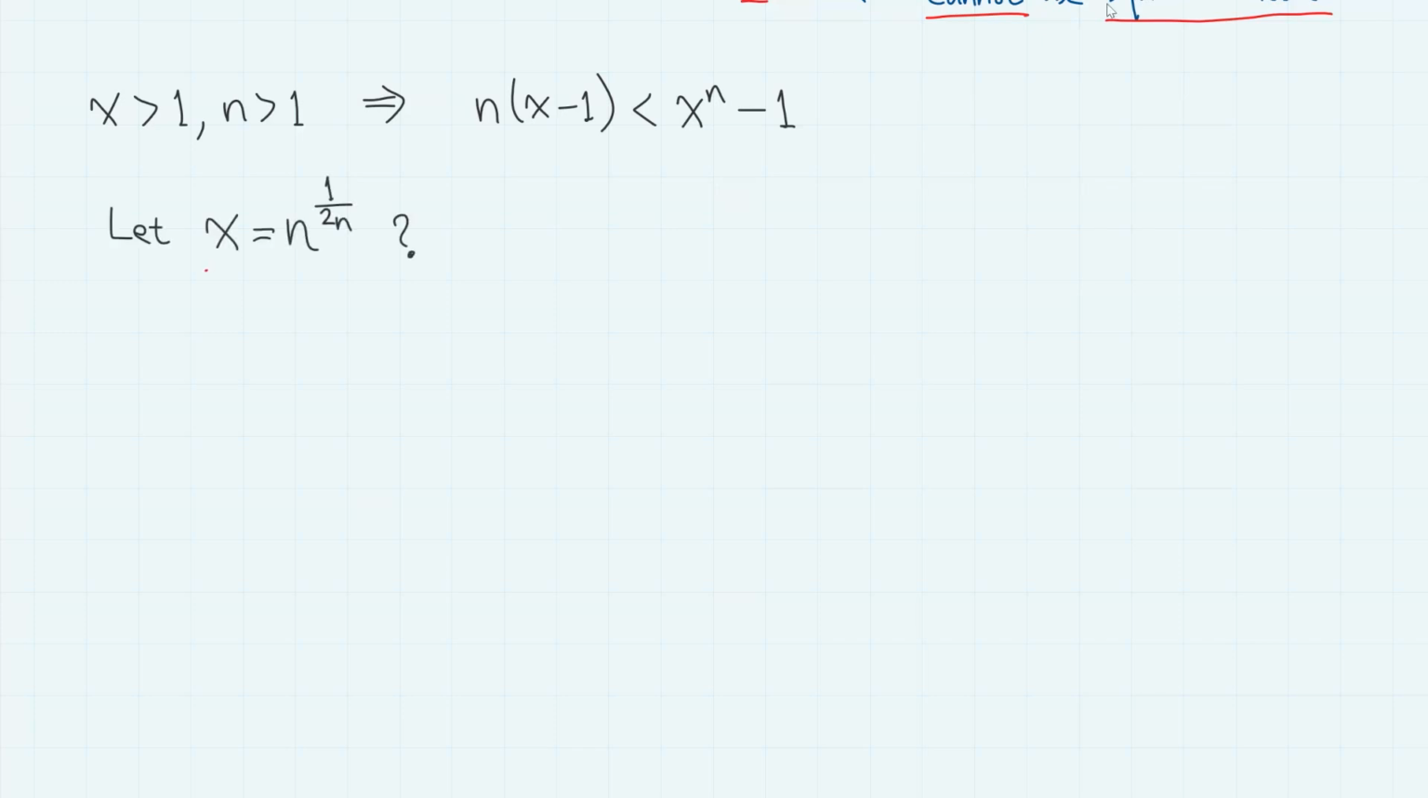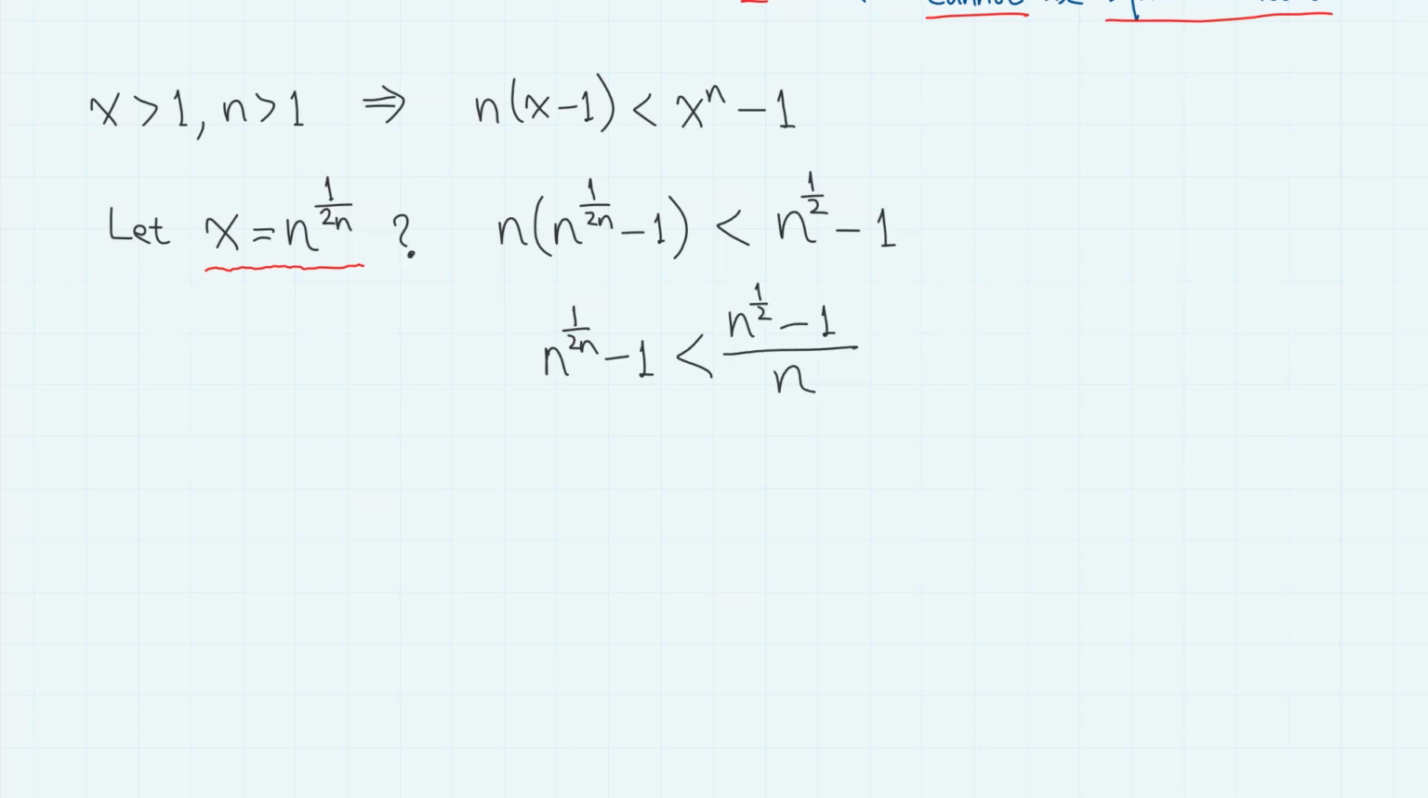Now, what if we try x equals n to the power of 1 over 2n? If we plug in this expression, then we have n times (n to the power of 1 over 2n minus 1) is less than n to the power of 1/2 minus 1. So we have n to the power of 1 over 2n minus 1 is less than (n to the power of 1/2 minus 1) divided by n, and this is also greater than 0. So we have n to the power of 1 over 2n is greater than 1 and less than 1 plus (n to the power of 1/2 minus 1) divided by n.